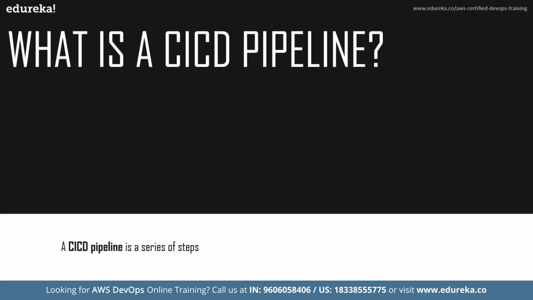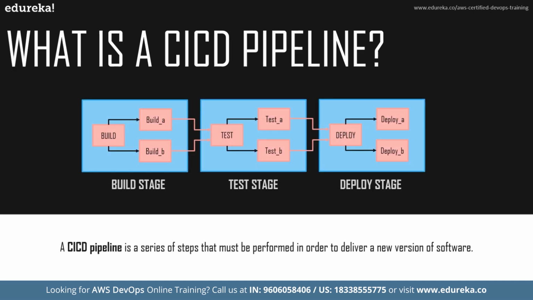It's nothing but a series of steps that must be performed in order to deliver a new version of the software. At its bare bones, at its most basic, you have your build, test, and deploy stage. The CI/CD basically stands for continuous integration and continuous deployment.